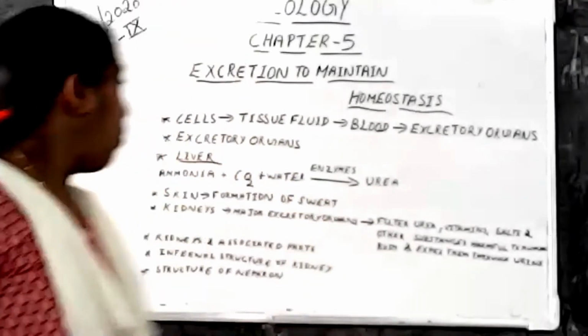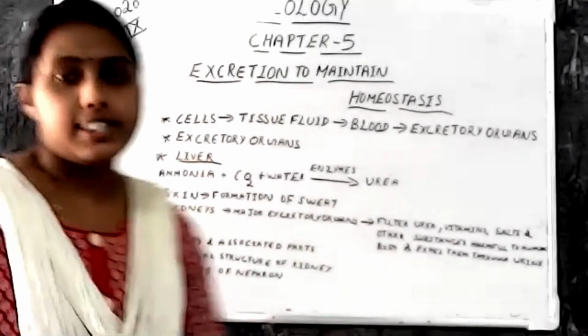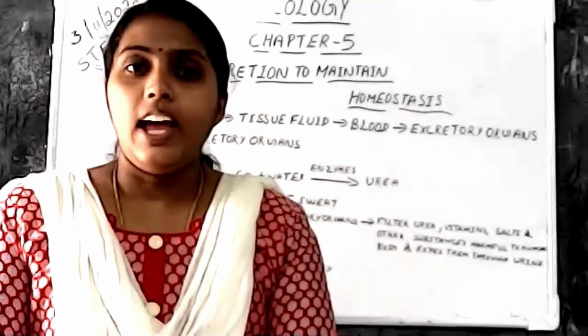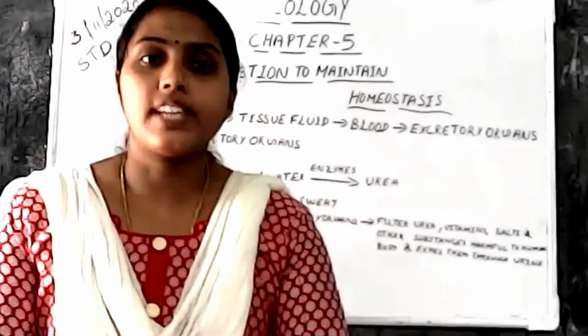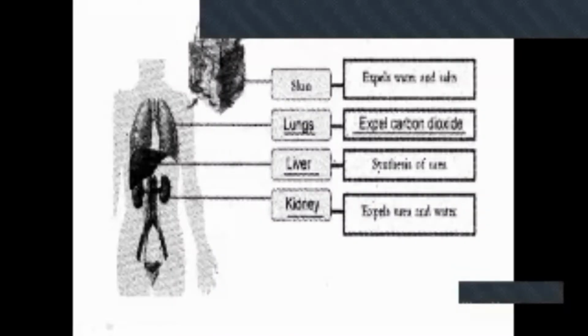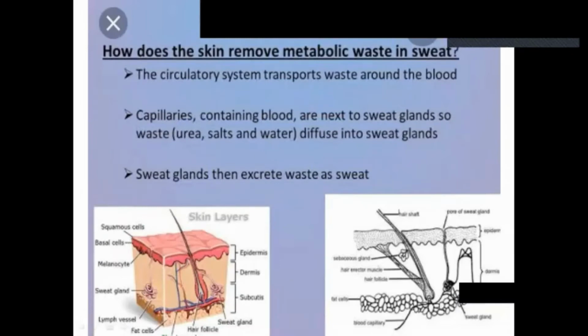Okay. Now, next is our skin. How our skin helps in the removal of the waste, that we can see now. So, in our skin, the circulatory system transports waste around through the blood.